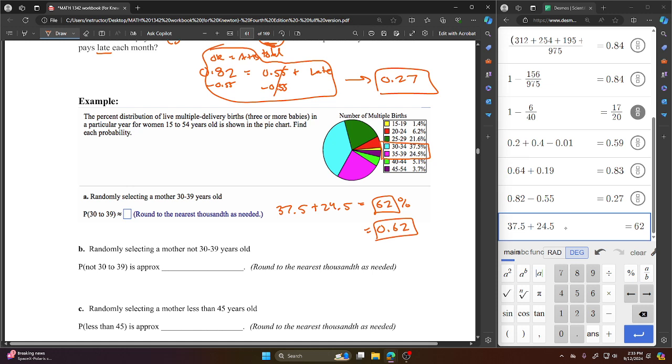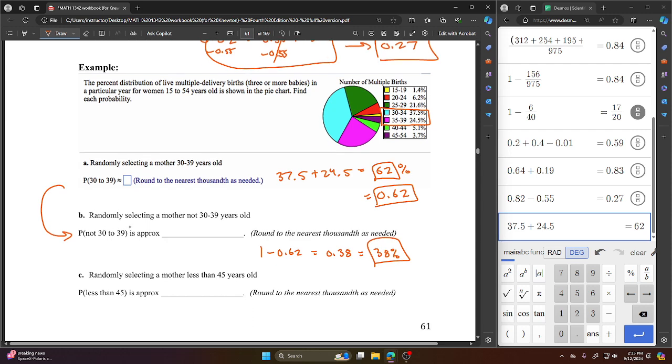Easy enough. Not 30 to 39. These are polar opposites, right? So how would I get that amount? Subtract what? 1 from it. Subtract 1 or 100%, right? 38. 38%.